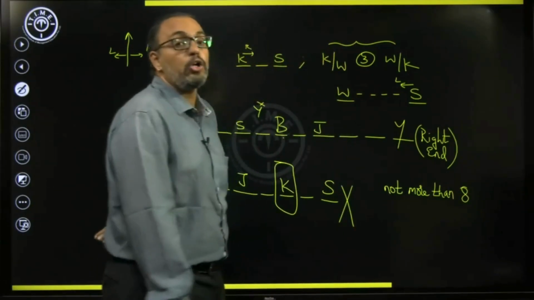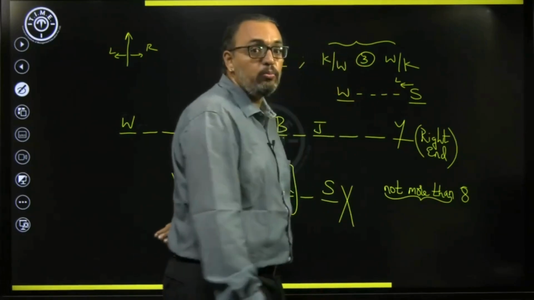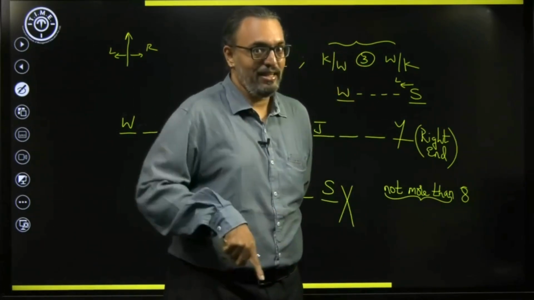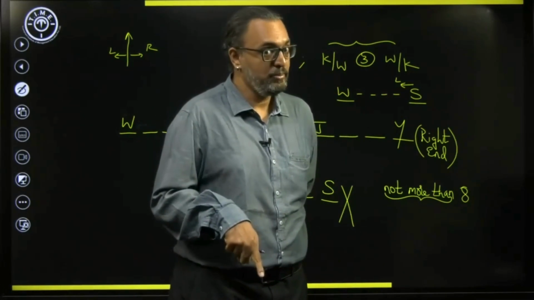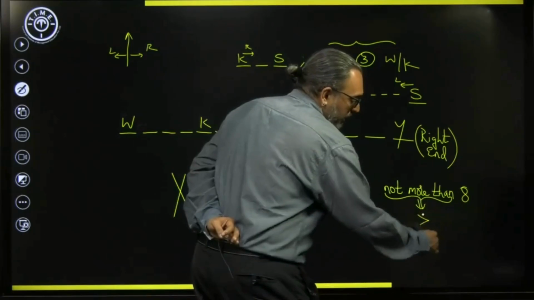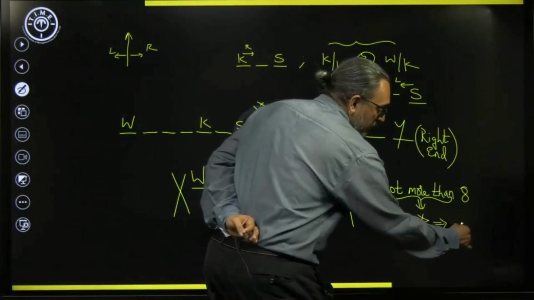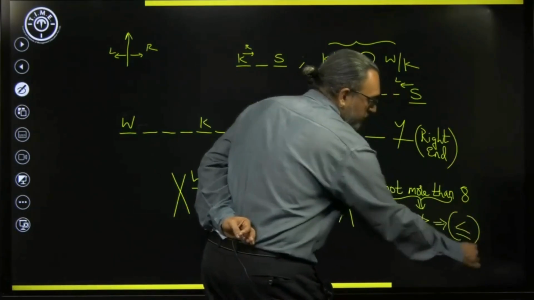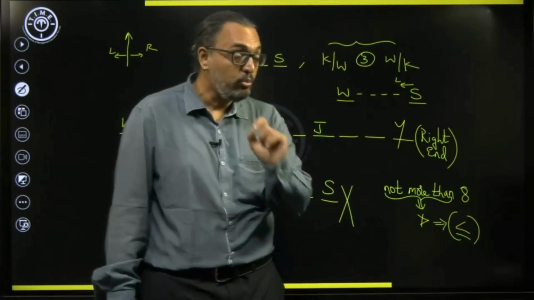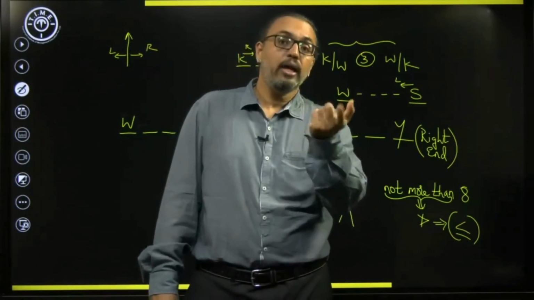So when he says not more than 8, how do you understand this? Not more than does not mean less than. Please be careful. Not more than can be understood as not greater than. If it is not greater than, how do you understand this? Less than or equals. So when he says not more than 8, you can either have 8 people or you can have less than 8 people.